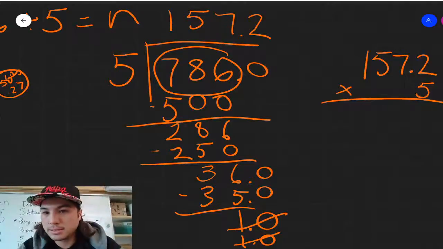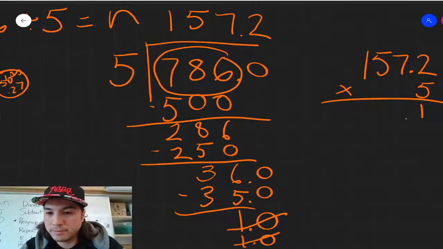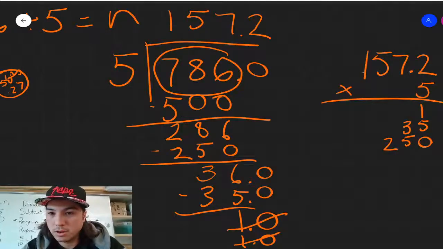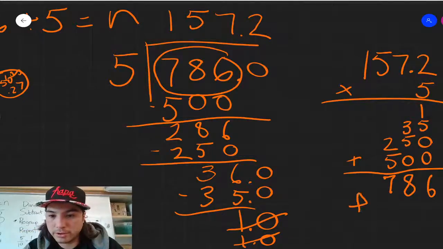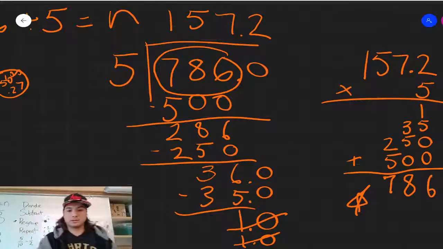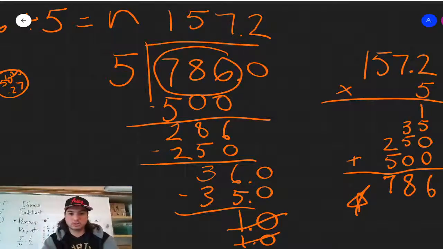2 tenths times 5 equals 1. 7 ones times 5 is 35. 5 tens times 5, 25 tens. 100 times 5 equals 5 hundreds. Add them up. 1 plus 5 is 6, 3 plus 5 is 8, 7 plus 5, there's 7. 2 plus 5 is 7. And there we have now confirmed our answer is accurate by using an inverse operation.